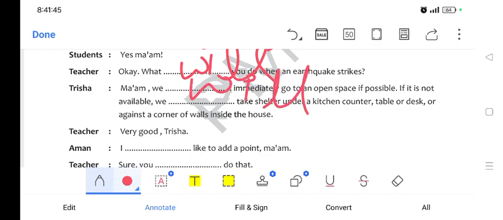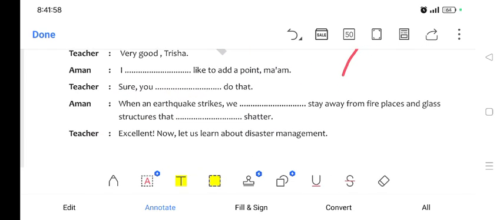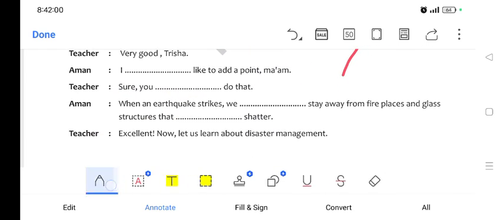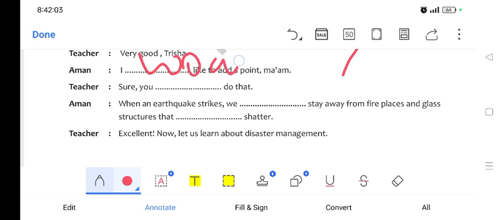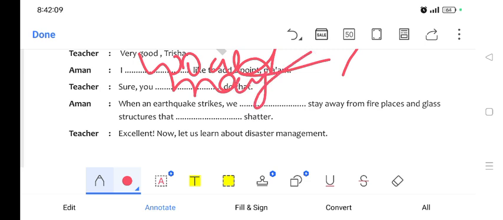If it is not available, we will take shelter under a kitchen counter, table or desk, or against a corner of walls inside the house. Then teacher replied, very good Trisha. Aman, I would like to add a point, ma'am. Teacher, sure, you may do that. Aman, when an earthquake strikes, we must stay away from fireplaces and glass structures that may shatter.